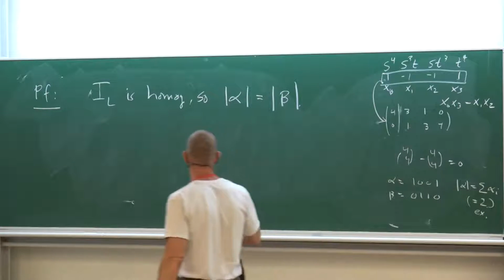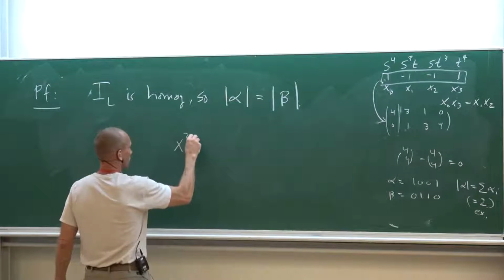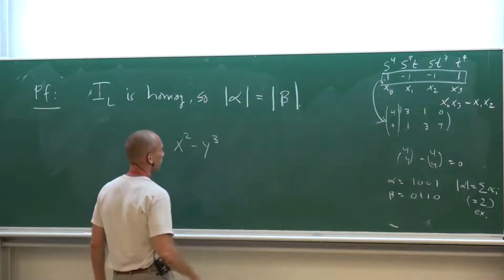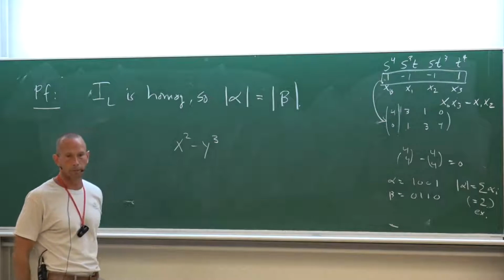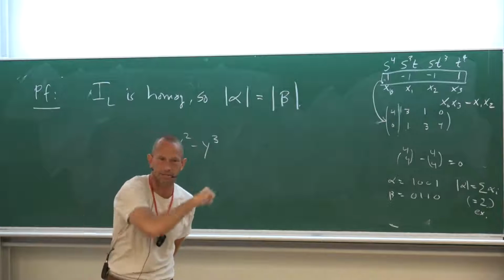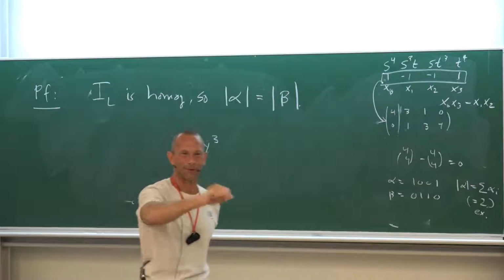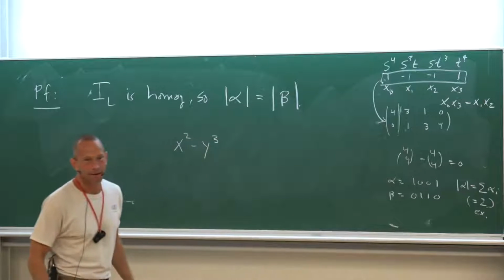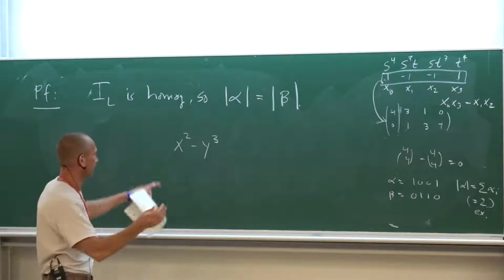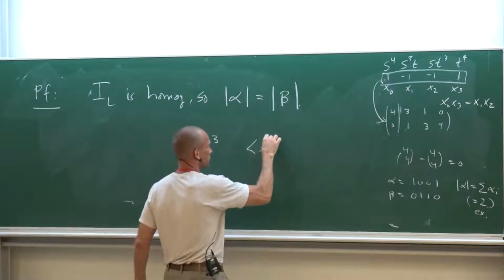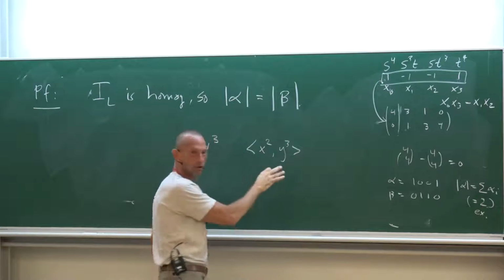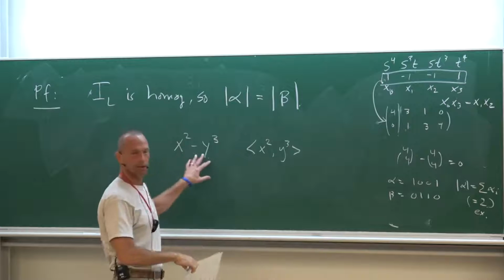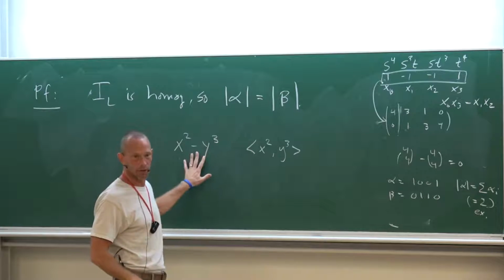So for example, could I have something like x squared minus y cubed? Could that be an element of a homogeneous ideal? I see a yes. Why? I could have just taken the ideal generated by x squared and y cubed, right? That's a perfectly good homogeneous ideal, and this is in that ideal, right? But it's certainly not a homogeneous thing.